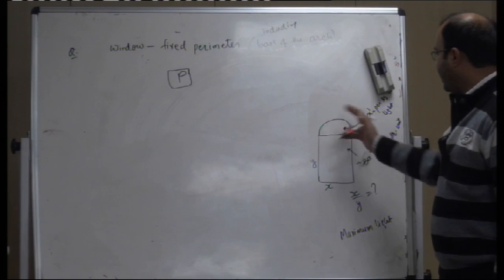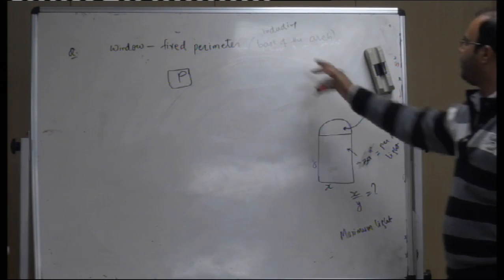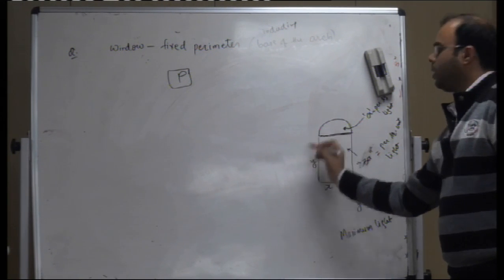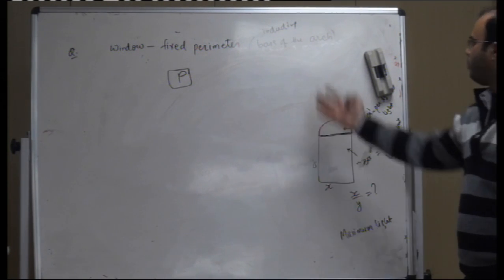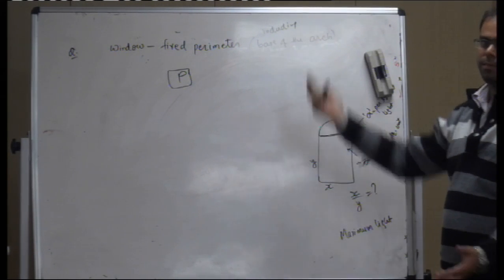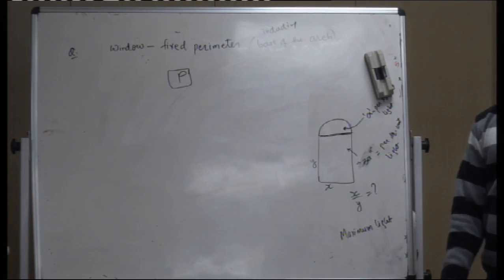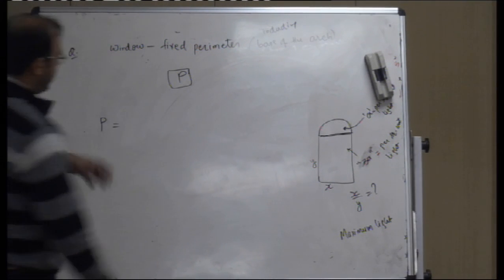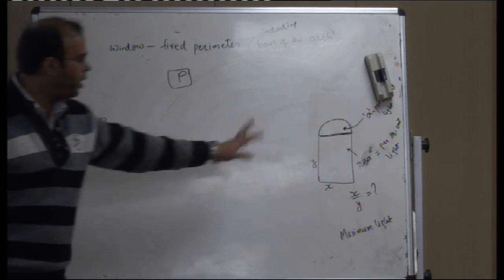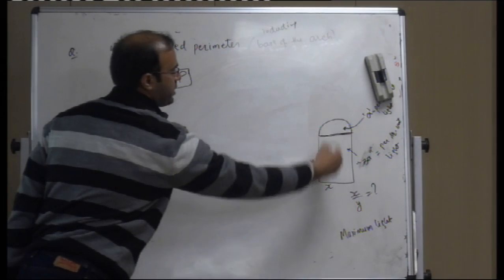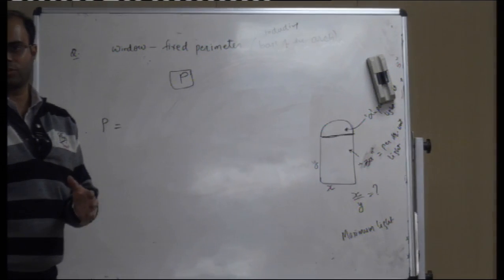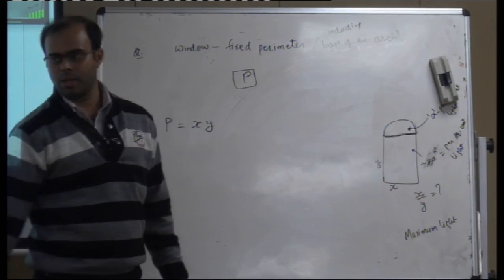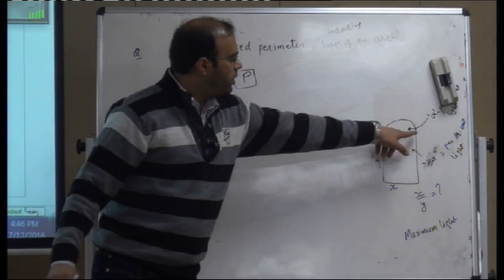In this case, the perimeter has been given including the base of the arc. That means this part is also included in the perimeter. If this had not been given, then obviously you would have taken the perimeter like this. Now, the first step is to take the given quantity, that is P, in terms of the other variables. The light entering depends on the surface area. So the surface area is x into y, length into breadth, plus this semicircular part.